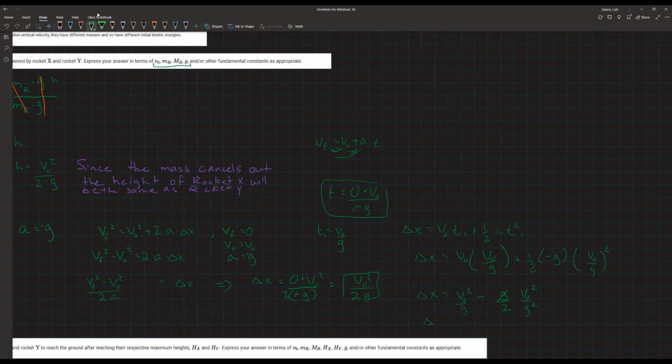And so we get delta x equals v naught squared over g minus v naught squared over 2g. And we're wondering, how do we clean this up? Well, I have a whole minus a half. In reality, that means I have a half. I get v naught squared all over 2g after we combine and we get common denominators.